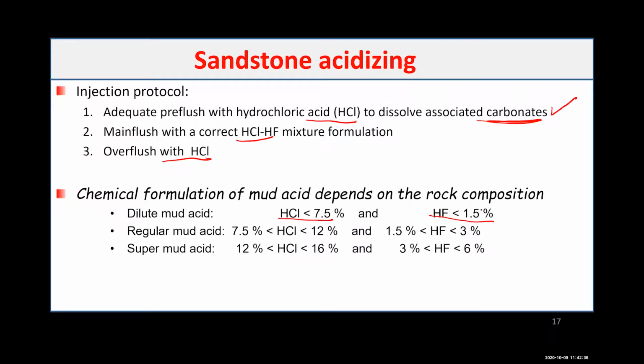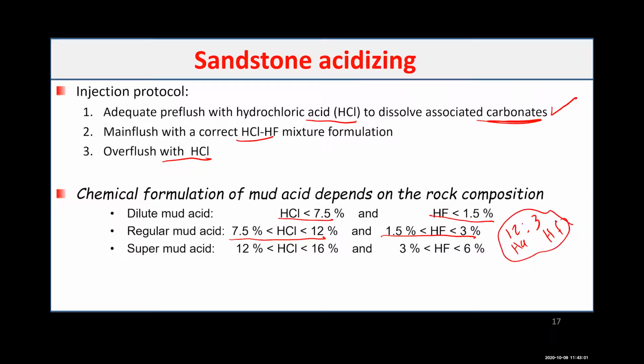However, typically what we call the regular mud acid, or regular concentration, is usually between 7.5 and 12% HCl, or 1.5 to 3% HF. And usually it's actually 12% HCl and 3% HF. That's the typical and the most used one.